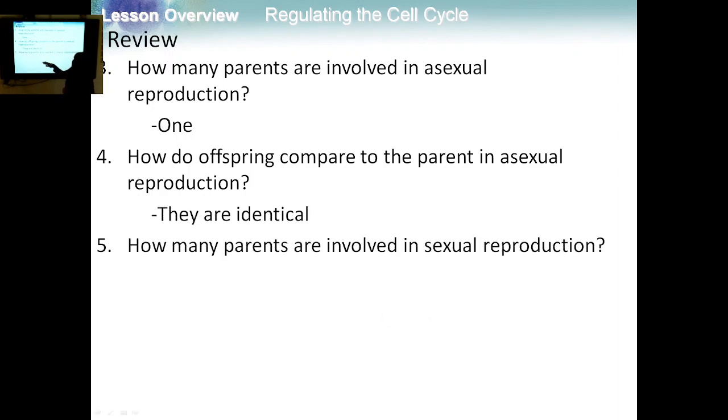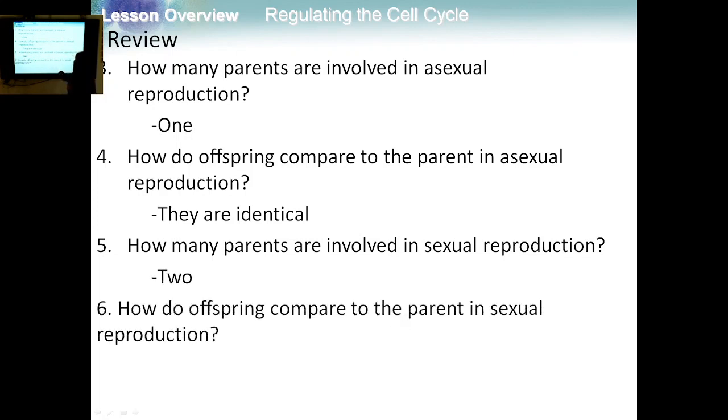How many parents are involved in sexual reproduction? We have two parents. And the last question: how do offspring compare to the parents in sexual reproduction? The offspring will take part of the mother's DNA and part of the father's DNA, and that will make the DNA a mix of genes. To this point, we are finished.